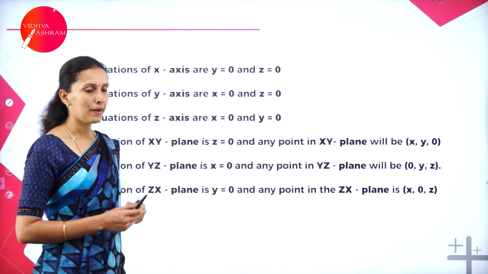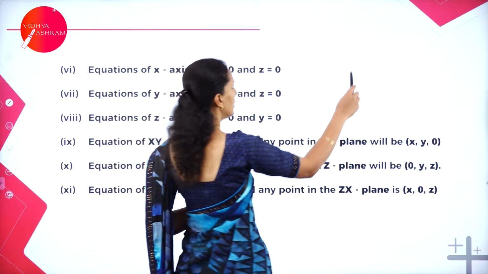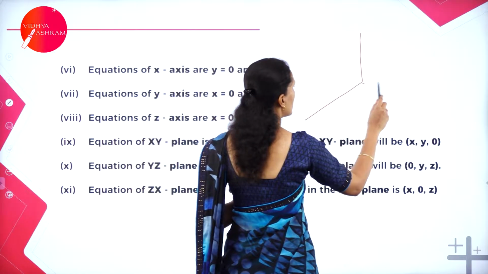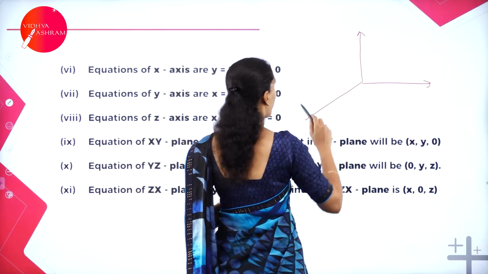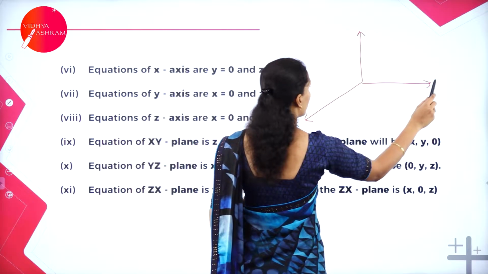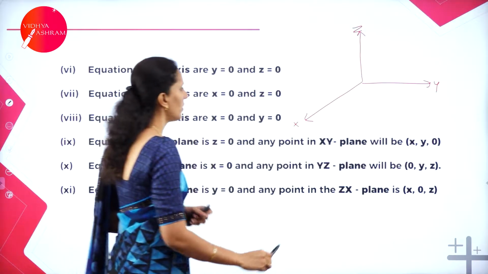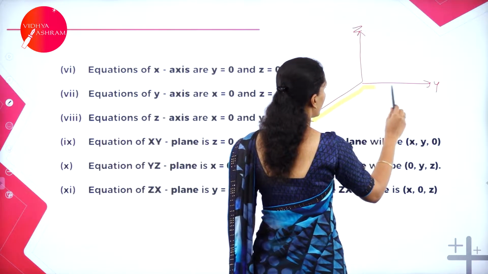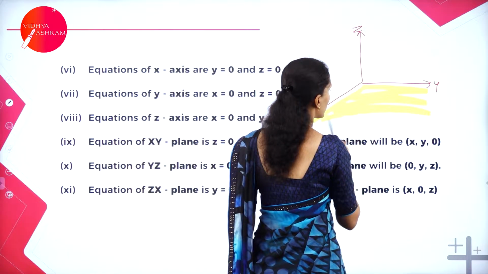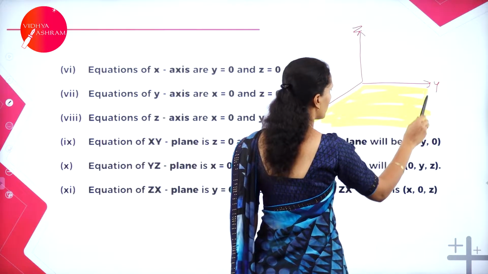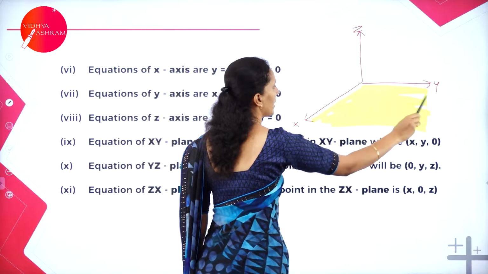Now, coming to the planes. We have three planes, x, y, z. This complete plane here is only the xy plane. So this is the xy plane we can say.